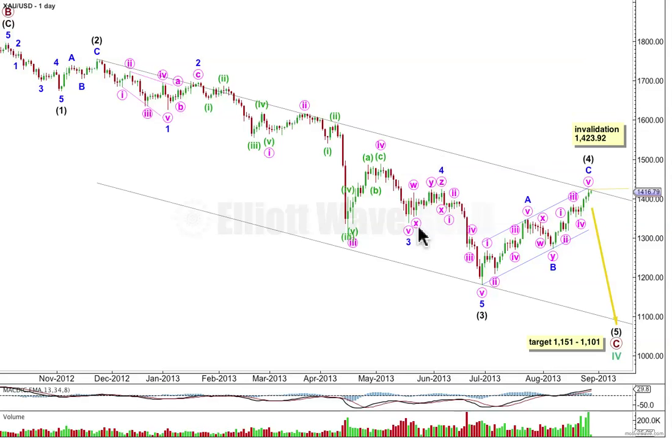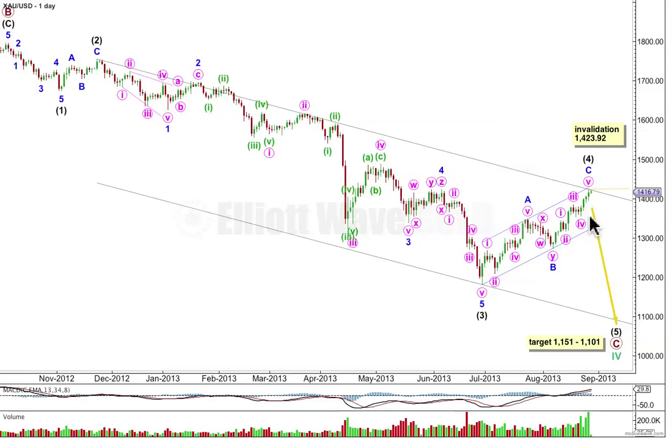If it's over, we should redraw this parallel channel drawn around primary wave C to the downside. Draw the channel now from the end of 2 to 4, place a parallel copy on the end of 3. If this fourth wave is over here, then we cannot see movement above 1423.92. If price makes new high above this invalidation point, then we will use the alternate wave count that I'll go to next.